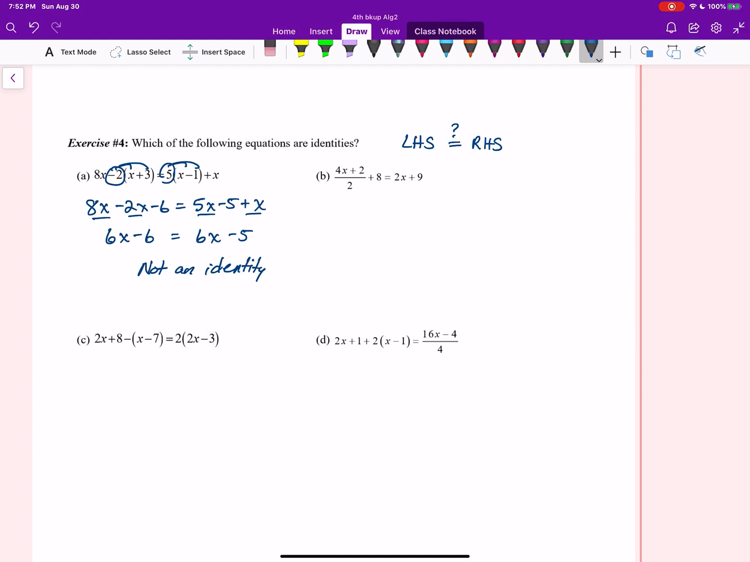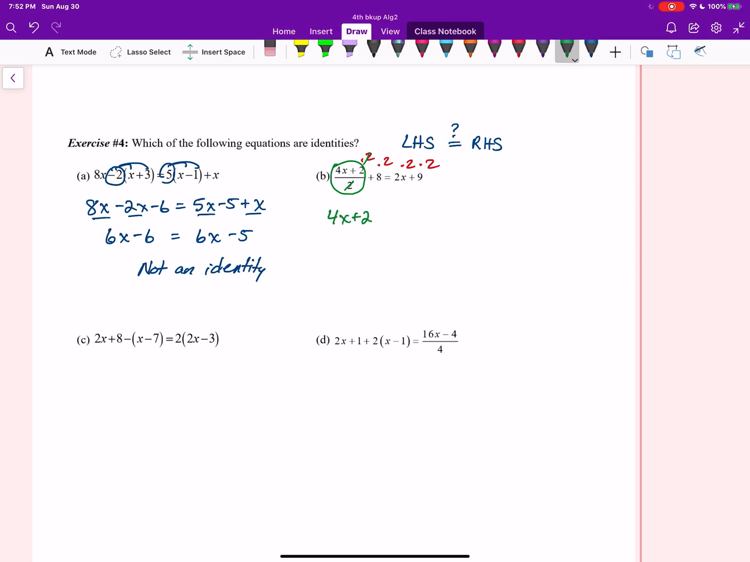Now B, we have a fraction here. Our first term is a fraction. Again, I can do as we did before, and that is get rid of division by 2 by multiplying every term in the equation by 2. All right, so when I do that, these here divide right out, and I'm left with 4x plus 2.